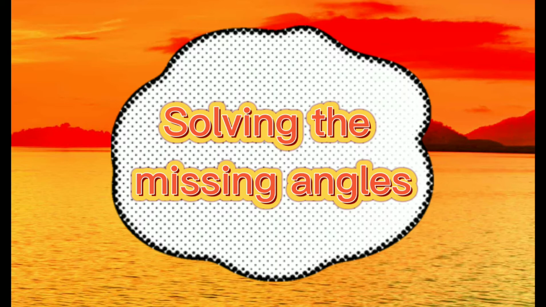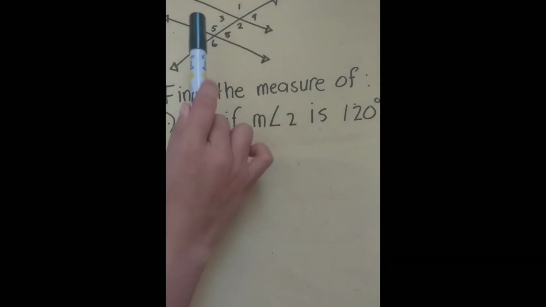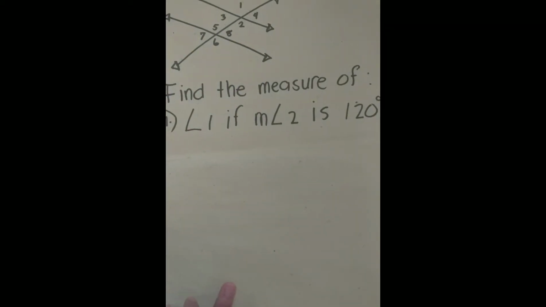So for this video, I will discuss how to find the missing angles of parallel lines cut by a transversal. So we have here two lines cut by a transversal. These two lines are parallel. So we have 8 angles. We have angle 1, angle 2, angle 3, angle 4, angle 5, angle 6, angle 7, and angle 8. And we are going to find the measures of the missing angles.